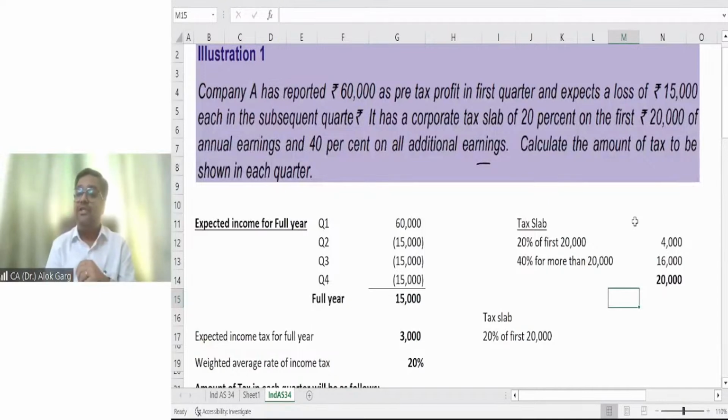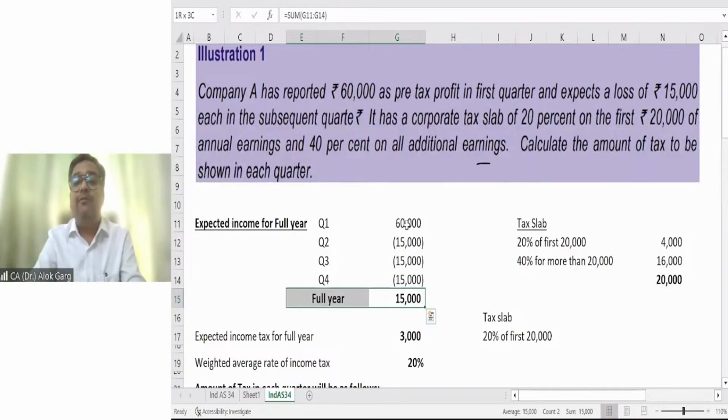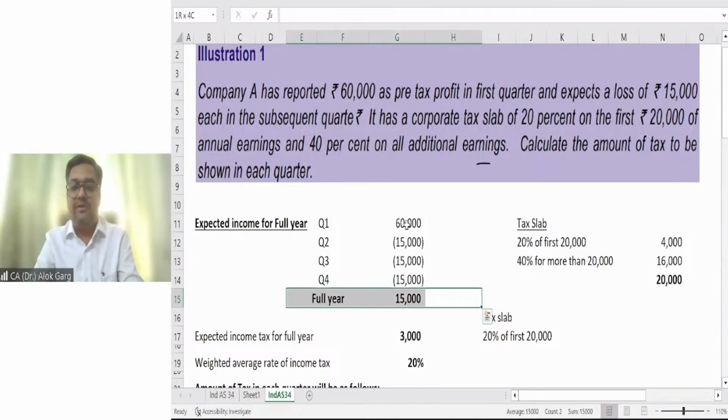But the standard talks about weighted average annual income tax rate. So let's calculate the weighted average annual income tax rate. The actual profit in the first quarter is 60,000, but the company expects a loss of 15,000 every quarter. So what is my full year profit? What is my full year expected profit? My full year expected profit is 15,000.